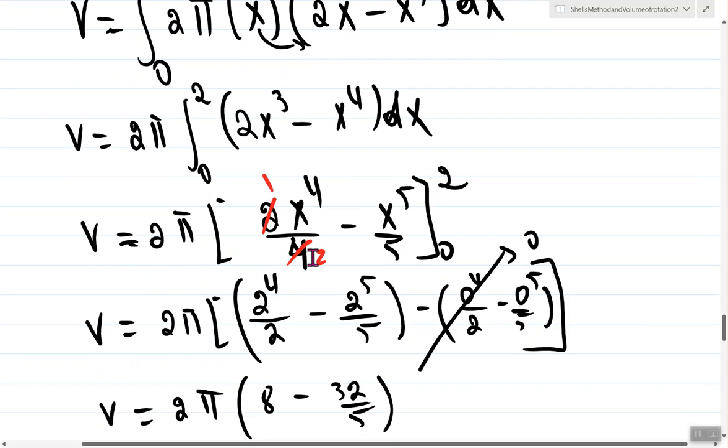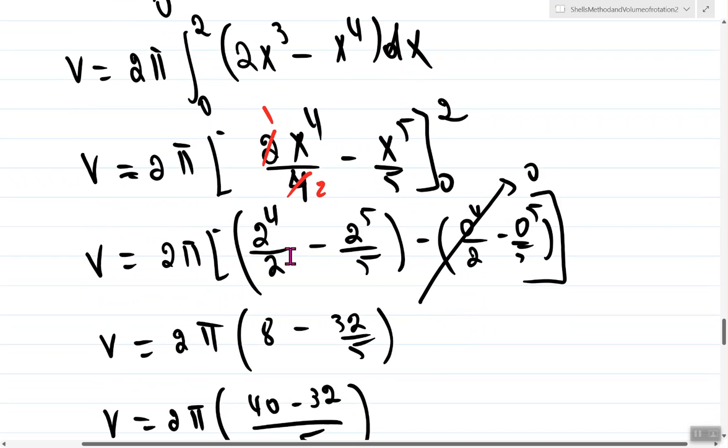2 here, and then when you plug in 2 for x, you get 2 to the 4th over 2 minus 2 to the 5th over 5, and then you put this within parentheses, minus, you open parentheses, then you evaluate this expression at x equals 0, so you get 0 minus 0, which is 0.